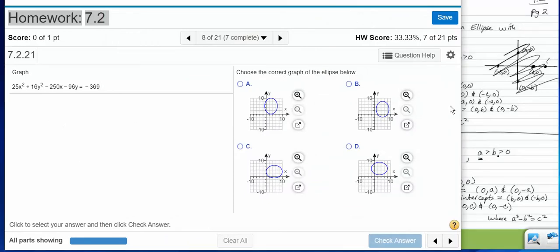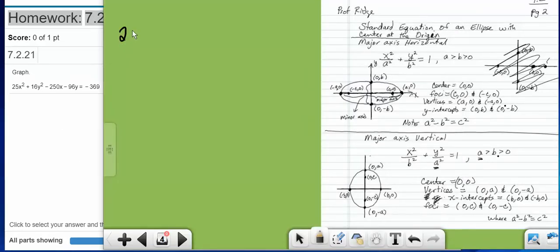7.2.21 graph. So we got 25x squared minus 250x plus blank. Oh no, we're not going to do that yet. So, I'm rearranging it, and then plus 16y squared minus 96y equals negative 369. All right, so this one is a little different than completing the square than we did with a circle and for a parabola.